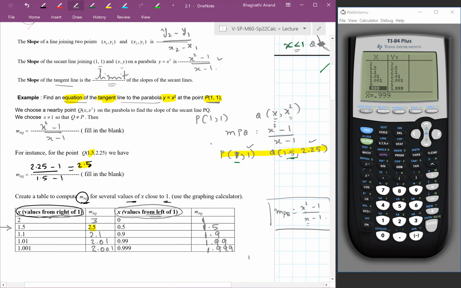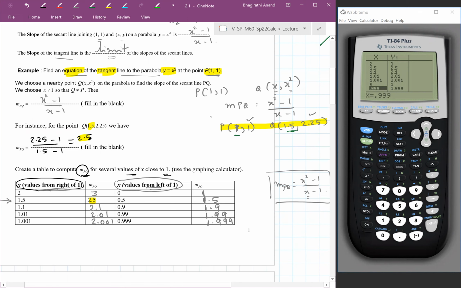1.999. So what we learned from this table? As you choose x values to the right side of 1 and compute the slopes, these values are approaching 2. In the same way, as you choose values of x to the left side of 1 and compute the slope of PQ, they also approach the value 2.